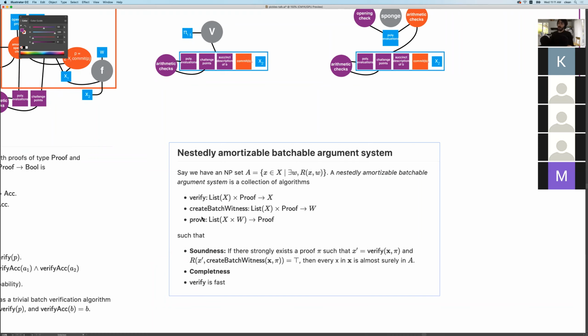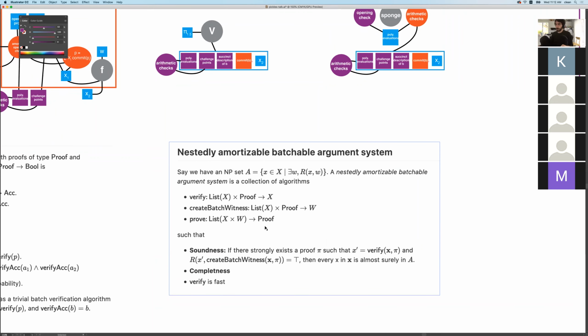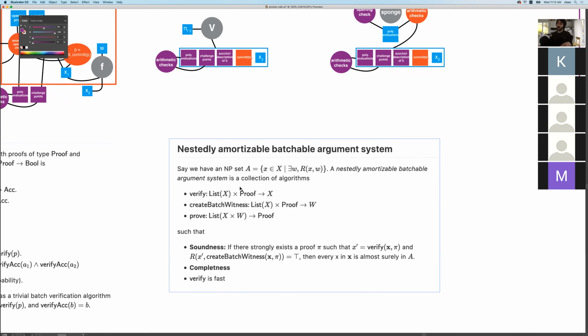You can prove, let's start with proof. You can prove a whole list of statements all at the same time. So if you have a list of statement-witness pairs, you can produce a single proof for all of them. You can verify a whole list at once, but what's going to happen when you verify is the verifier is going to spit out a new instance. The way it's going to work is that if this new instance is in A, then the whole list is actually good and is also in A.